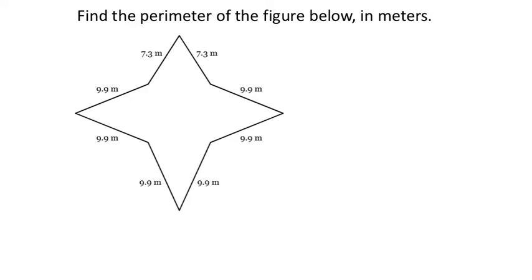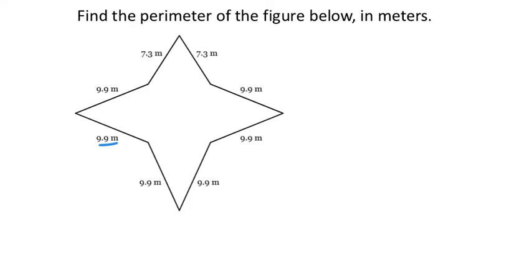So for a problem like this one, all right, so I got this, I don't know, I'd call this a star shape, and it's got 1, 2, 3, 4, 5, 6, 7, 8 sides to it. So it says find the perimeter, which means all we're going to do is add all the sides together. Okay, so I'm gonna start there. It's 9.9. Usually what I would do is I would go around the shape, just add all the sides together.